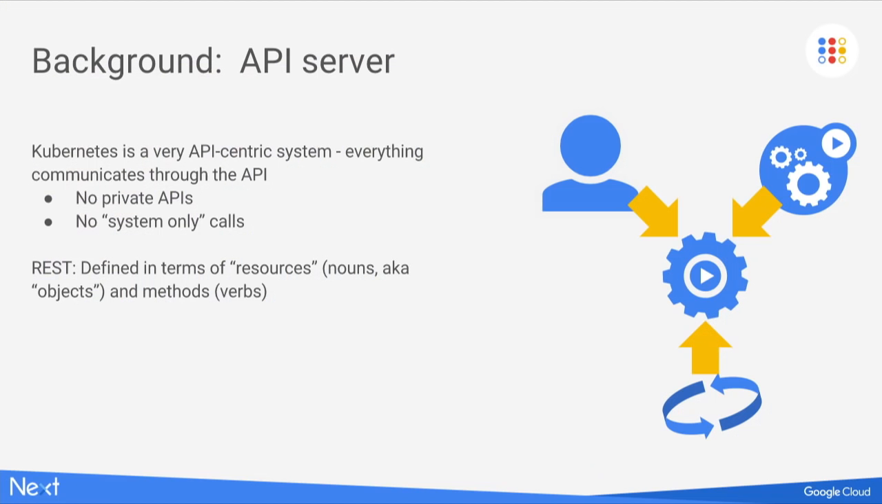So the first term I'm going to introduce is our API server. Kubernetes is a very API-centric system. The API server is the center of our universe. Everything in our system talks to the API server. Our API is a REST API. The R in REST is for resource. So we tend to talk about our API concepts in terms of resources or objects. They mean the same thing. It's really just a serialized blob of data that we store on our server that represents a concept in our system. So API server is at the center of everything.